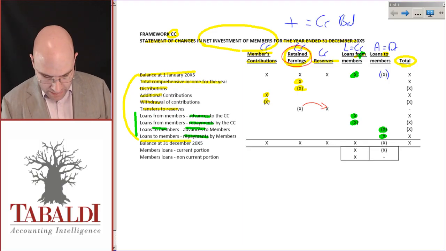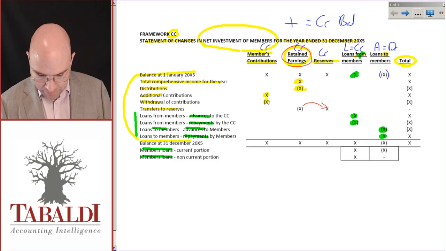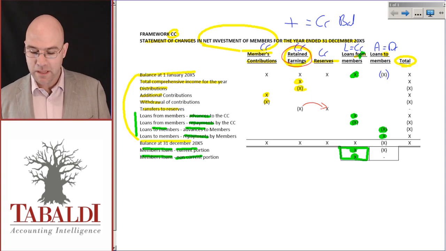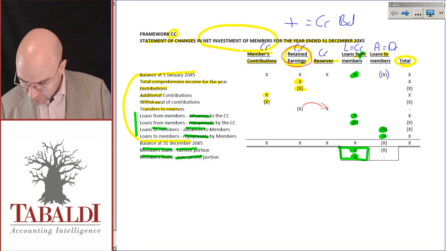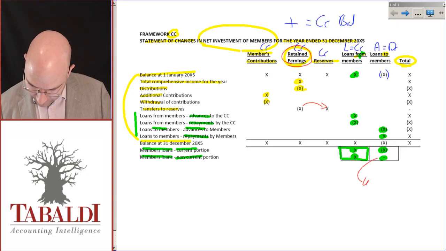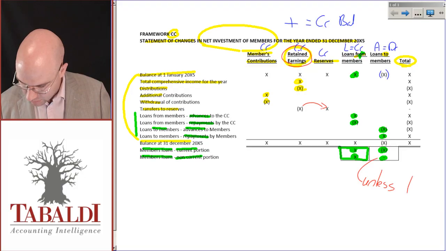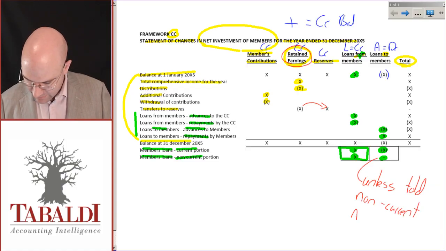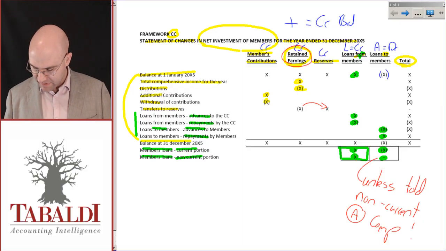We add all of those up, and then for members' loans, we must split between current and non-current. Very common to have a current and non-current portion for a loan from a member. For loans to members, usually we just sit with current and we can assume non-current is 0 unless told otherwise, unless you were specifically told there's a non-current asset component. Otherwise just assume it'll be 0.